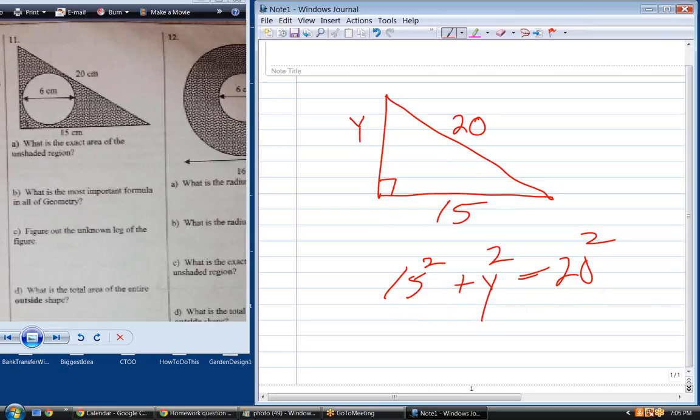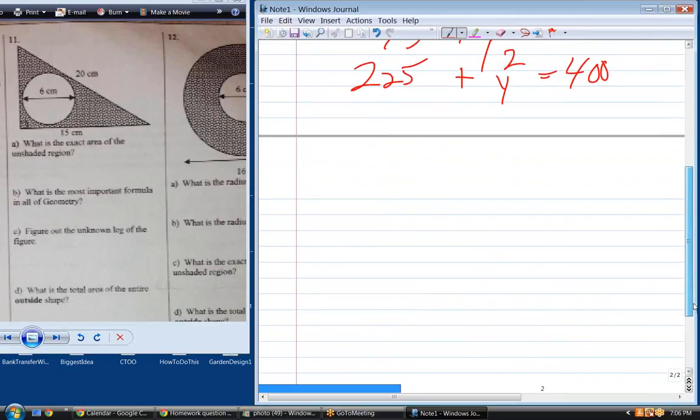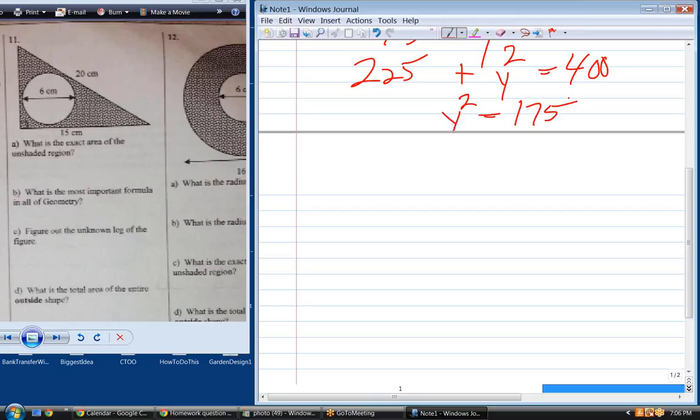And 15 squared is 225. And then plus y squared equals 400. Okay. So now what? So now you're going to subtract 225 on both sides. Okay, so we have y squared equals 175. And then you can do the square root of 175.